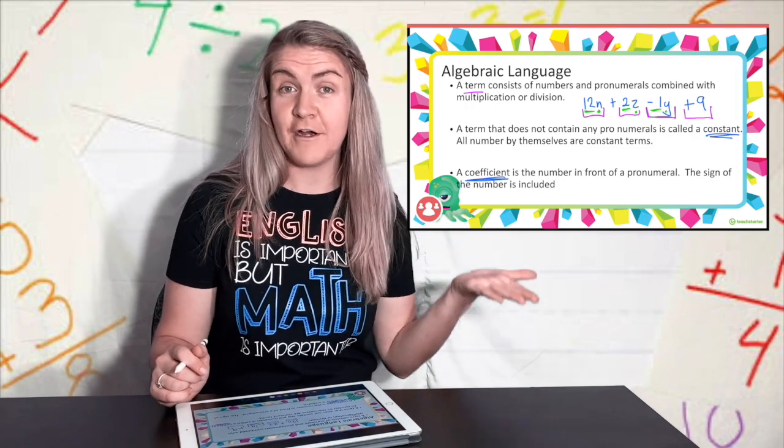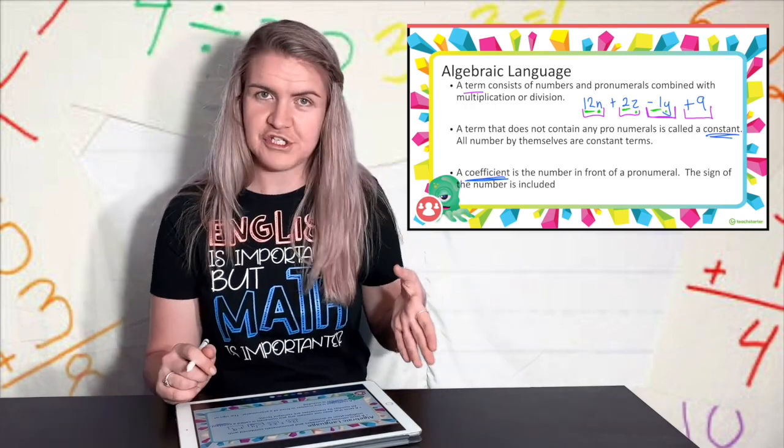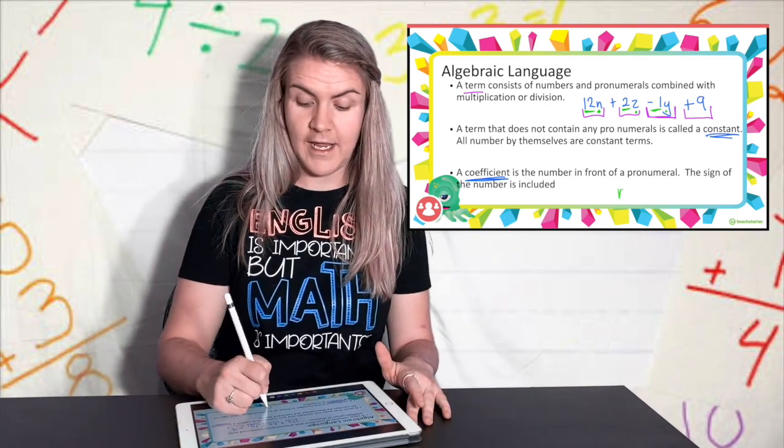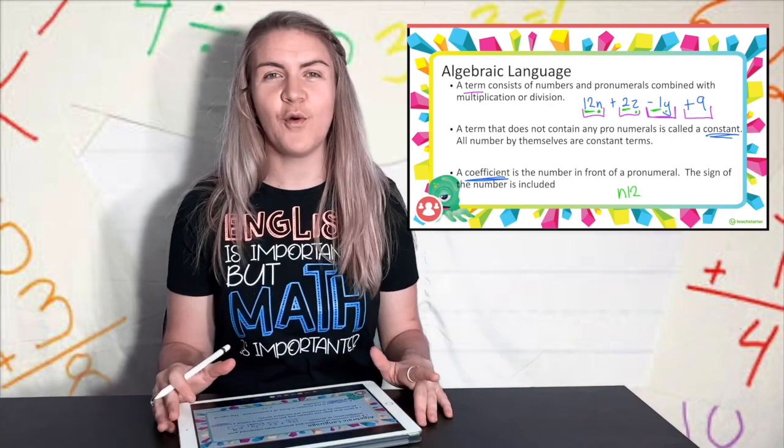So the number in front of a pronumeral is called a coefficient. And note that it's always written in front. We never write n12. The number always comes first.